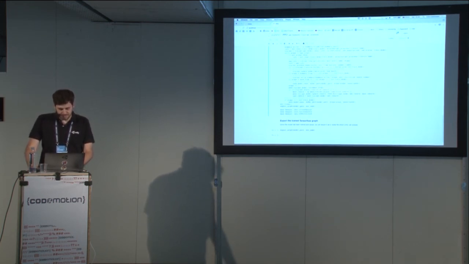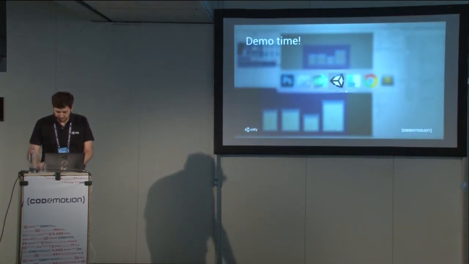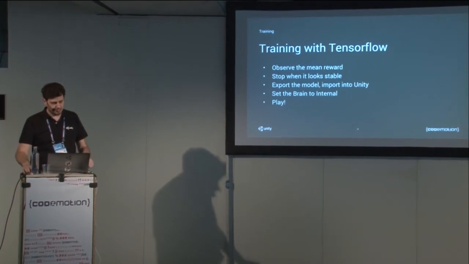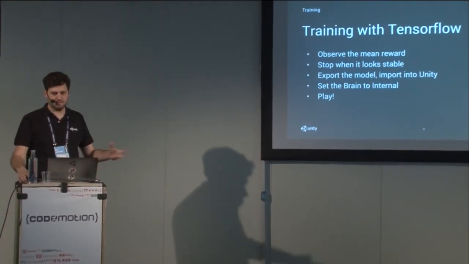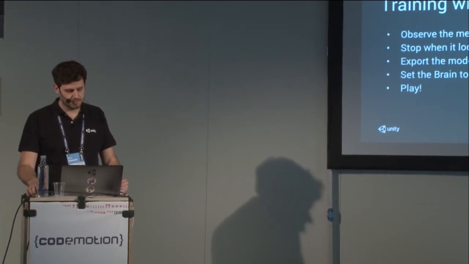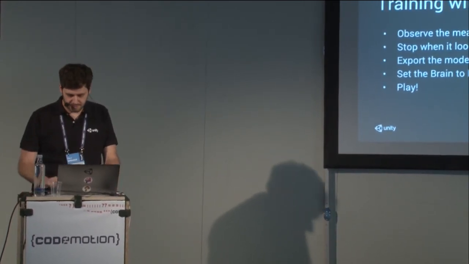I'm gonna let it run a little bit more as I keep on with the presentation. So yeah, you observe the mean reward, and you stop when it looks stable, then you export the model and you import it back into Unity. And then you set the brain to internal, sorry, and you play the game.